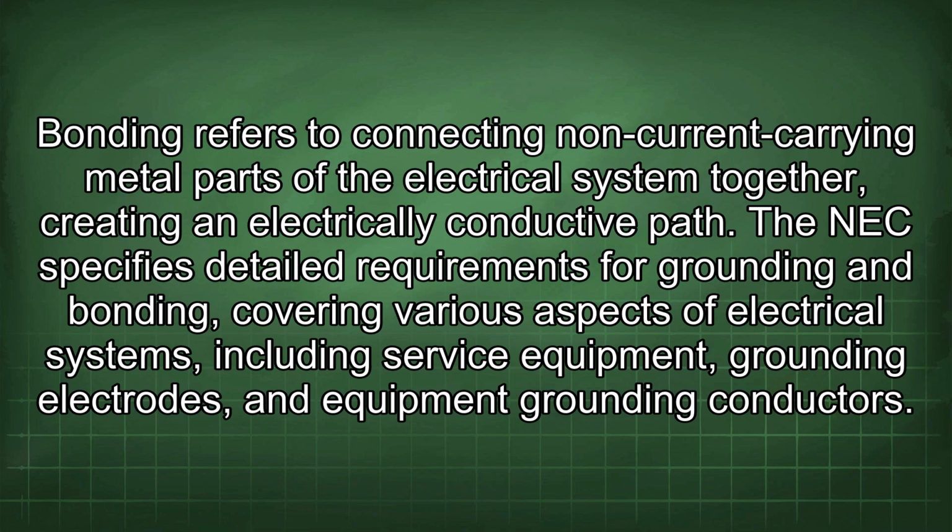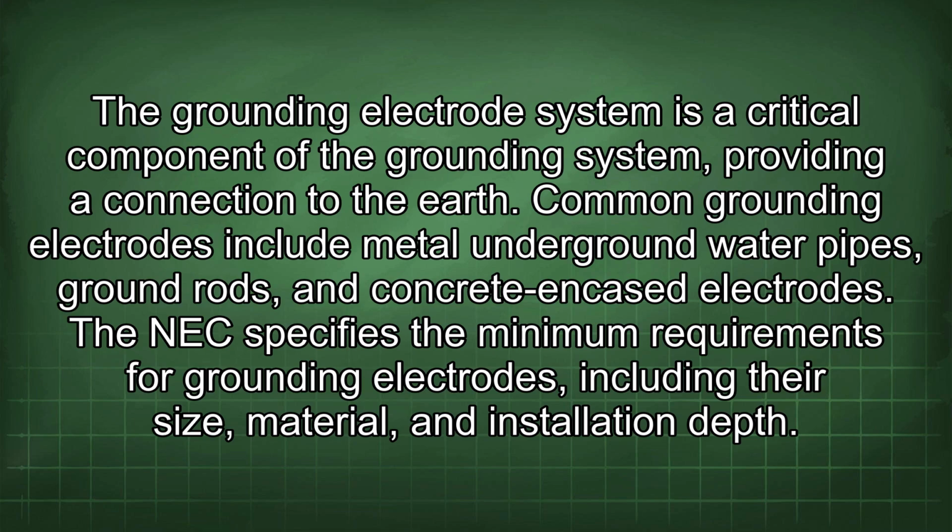The NEC specifies detailed requirements for grounding and bonding, covering various aspects of electrical systems, including service equipment, grounding electrodes, and equipment grounding conductors. The grounding electrode system is a critical component of the grounding system, providing a connection to the earth. Common grounding electrodes include metal underground water pipes, ground rods, and concrete encased electrodes. The NEC specifies the minimum requirements for grounding electrodes, including their size, material, and installation depth.